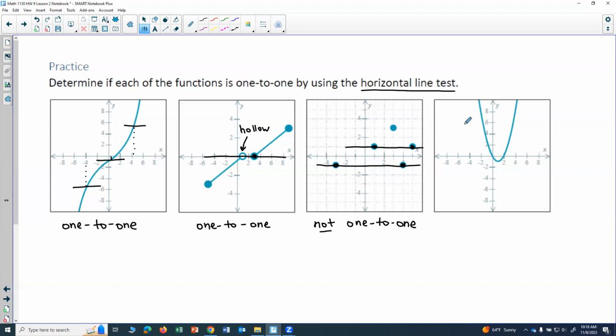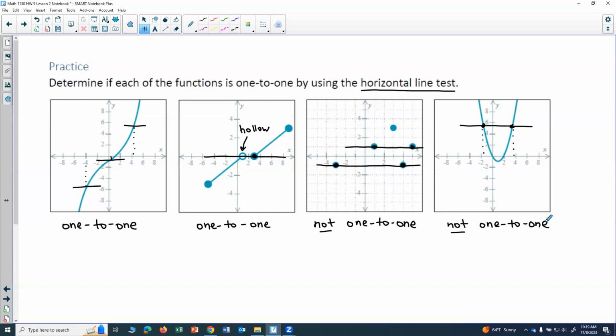All right, and we can see a parabola. We already looked at a parabola on the previous slide. If we draw a horizontal line, it hits the graph at more than one spot. And so we know that there's at least one y value, in this case, many y values, that are mapped to by more than one x value. So the horizontal line test tells us that there's a y value that has more than one corresponding x value. And by definition, that would make the graph not one-to-one.